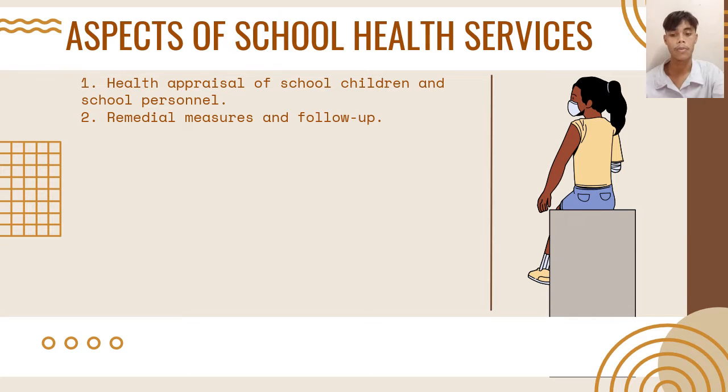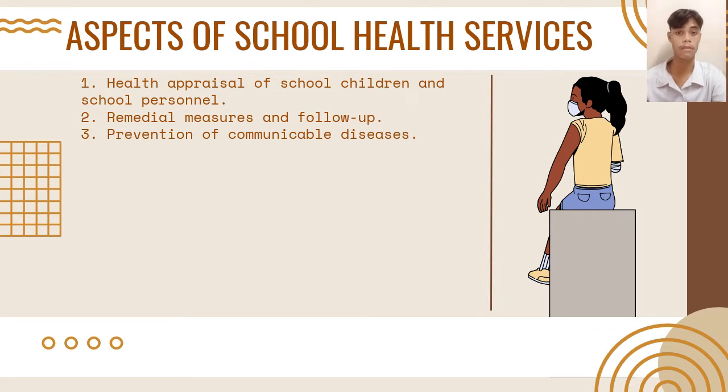The second one is the remedial measures and follow-up. Medical examinations of the students or the school personnel are not an end in themselves, but they need to be followed by appropriate treatment and follow-up by the qualified professionals I mentioned earlier. The third one is the prevention of communicable diseases. Communicable diseases can be prevented through immunization because it is the most emphasized in a functional school health service.